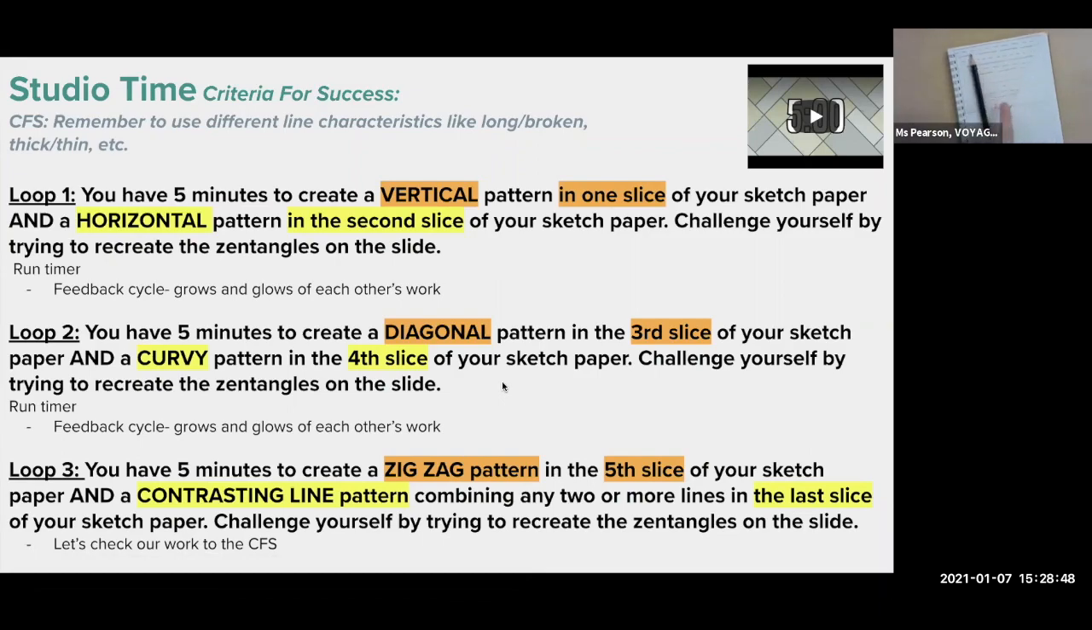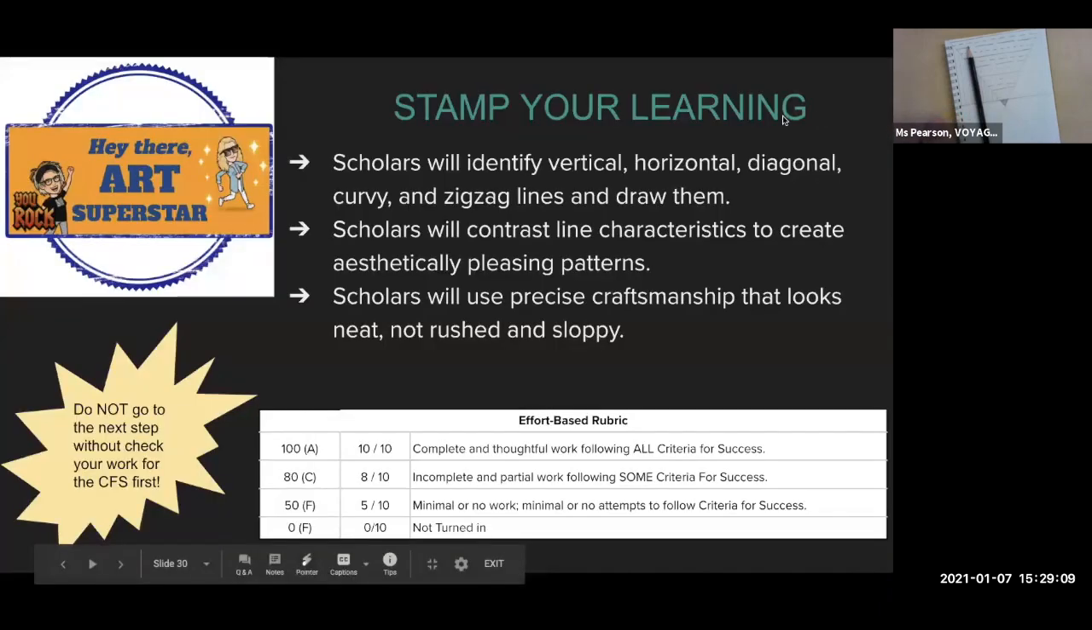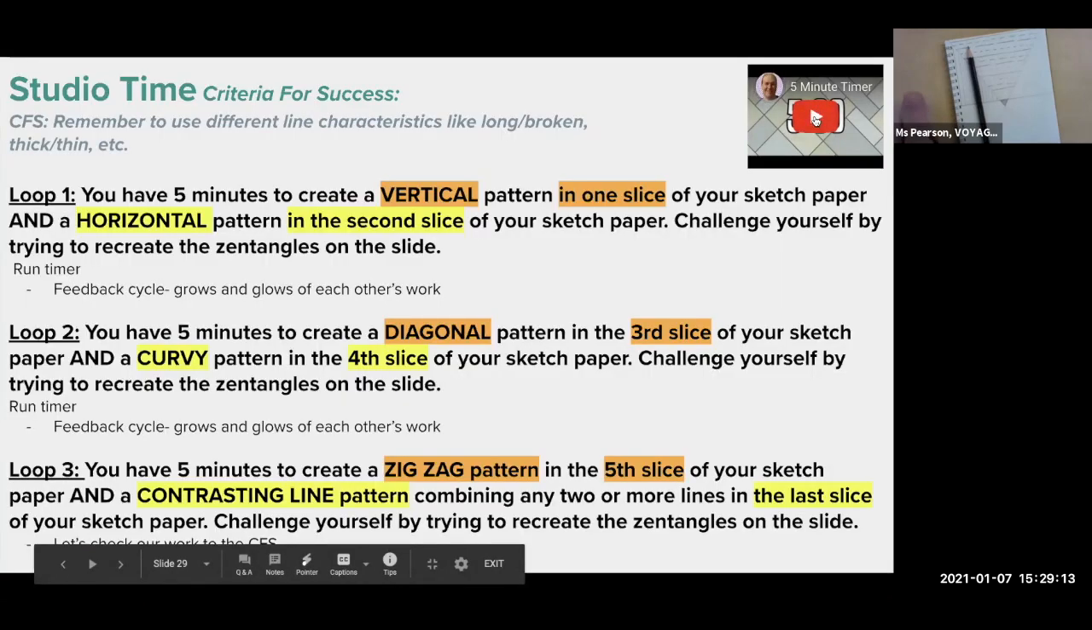And for the third slice, we're going to create a pattern only using diagonal. And then for the fourth, we're going to create a pattern only using curvy. Hopefully you guys are starting to see what we're doing here. We're practicing different line patterns. So I'm going to go ahead and start that timer. We will begin. Miss Pearson, you mentioned before something about Zentangles.